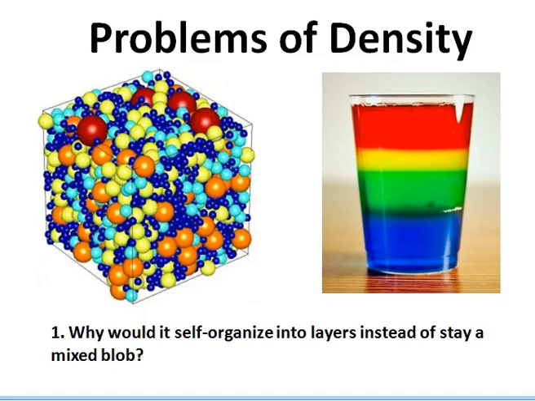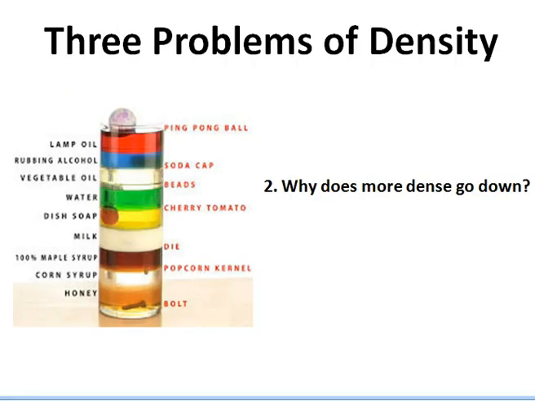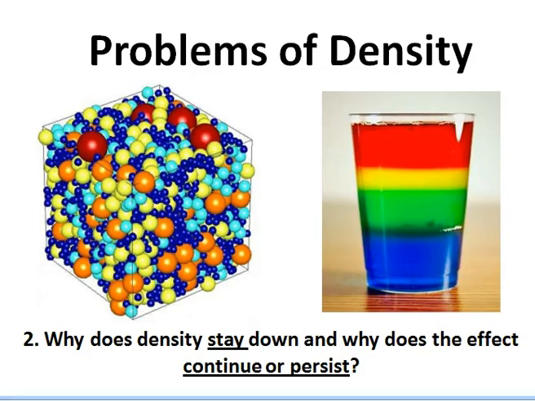So there are really three problems on the question of density. One is, why does it self-organize into layers instead of stay in a mixed blob? And then, why does more dense go down? Why doesn't it go up or to the side? And then, why does density stay down? Why does the effect of density persist?